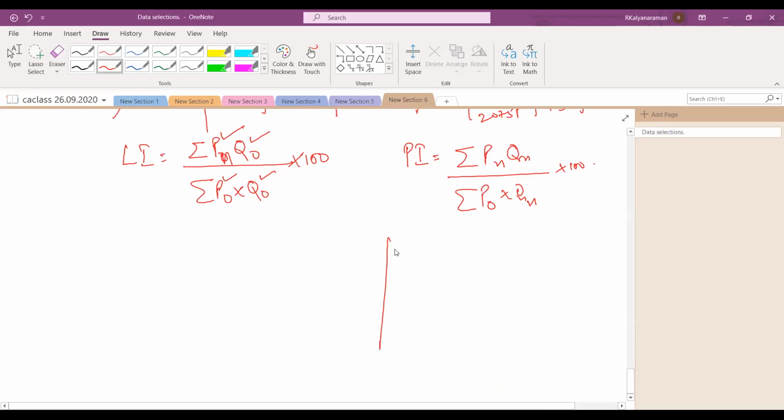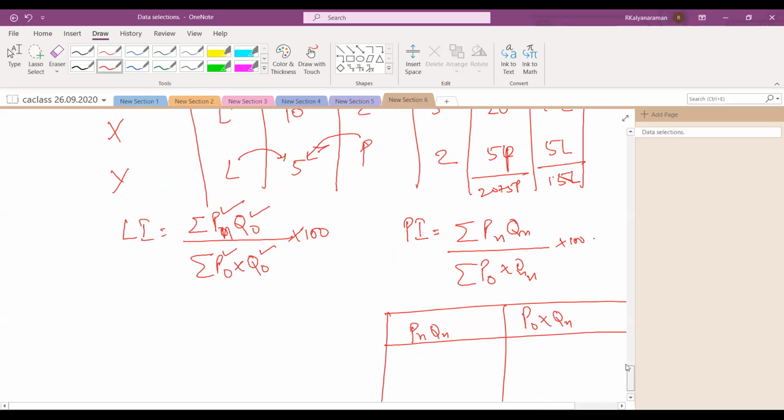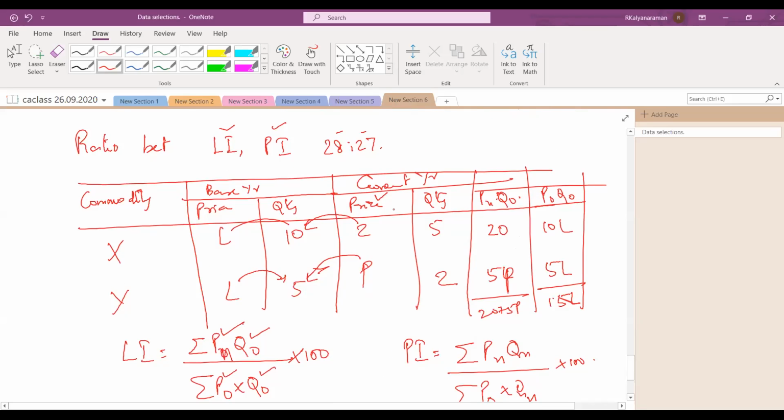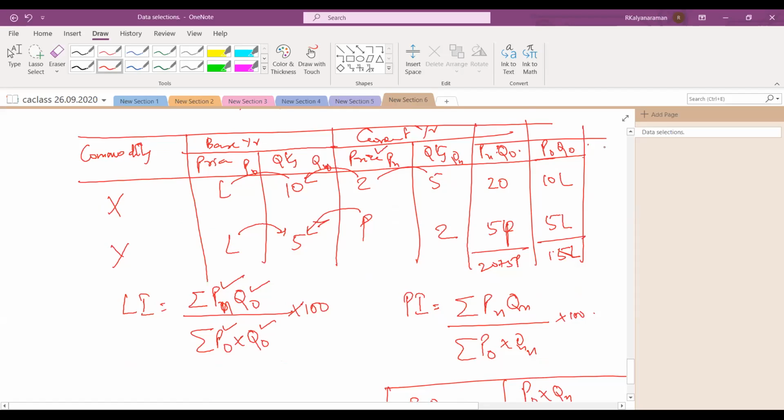Next, I'm going to extend the table because there is no place. I'm going to extend it here. We have a P1Q1, and then we have a P0Q1. What do you mean by that? P1Q1. What is P1Q1? These are all P1. These are all Q1. This is Q0, P0. So P1Q1. What is P1Q1? Current year price into current year quantity. So P1Q1 will be, so I will try to put it here, P1Q1, and then we have a P0Q1.